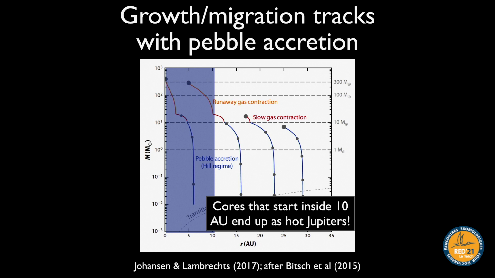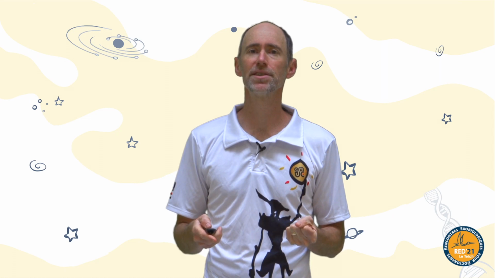And so in this kind of model, everything that formed inside of 10 AU ends up as a hot Jupiter. Right? There should be a zillion hot Jupiters according to this, or maybe just no large cores ever formed within 10 AU. It's kind of hard to understand.